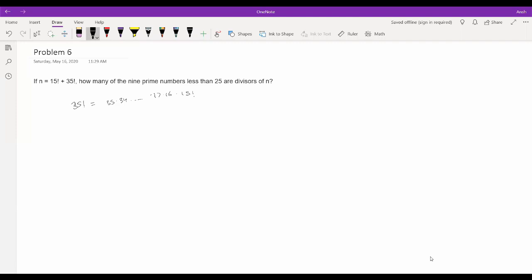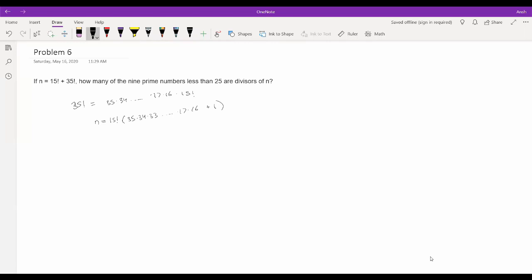Which means that since 15 factorial divides both 15 factorial and 35 factorial, that means n is a multiple of 15 factorial. And more specifically, we can write n as 15 factorial times (35 times 34 times ... times 17 times 16 plus 1). And this is our value of n.